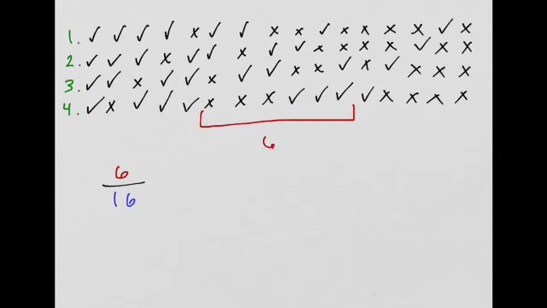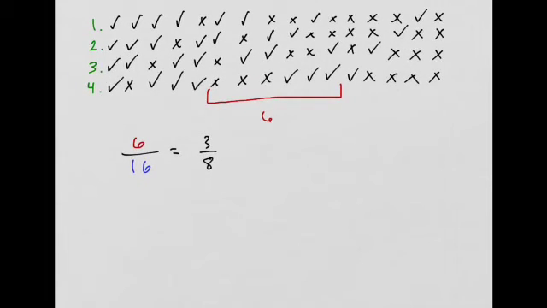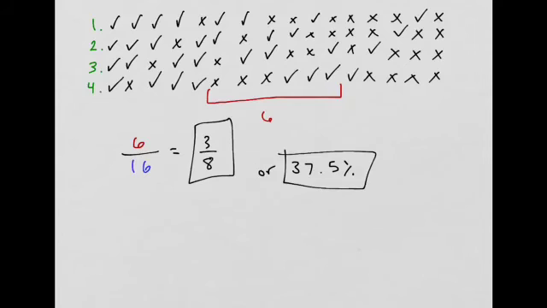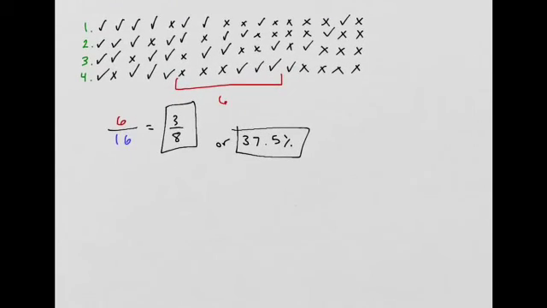And then I'd reduce that. That's just 3 over 8. So the probability of getting exactly 2 correct is 3 over 8, or you could change it to a percent, 37.5 percent. There's a 37.5% chance that they'll get exactly 2 correct. So you can write it in either way.